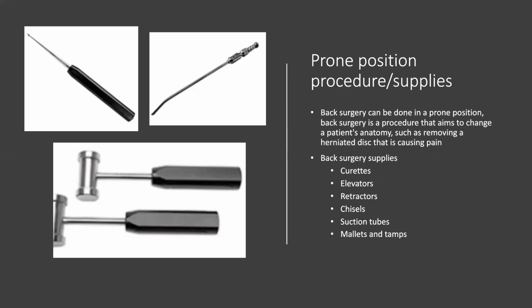In the prone position, a procedure and the supplies that can be used: a procedure can be back surgery, and this can be done in the prone position. Back surgery is a procedure that aims to change a patient's anatomy, such as removing a herniated disc that is causing pain. The supplies that can be used can be curettes, elevators, retractors, chisels, suction tubes, and mallets and taps.